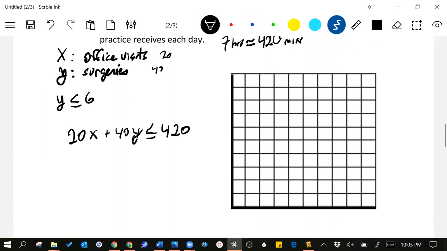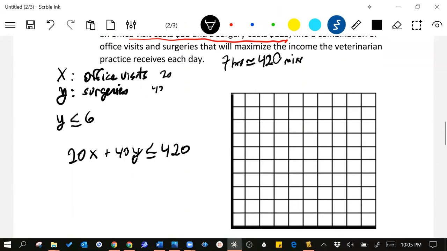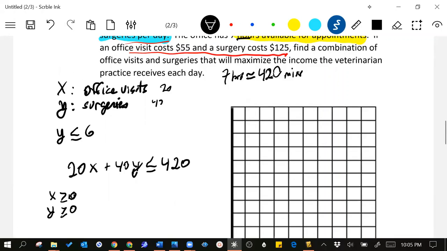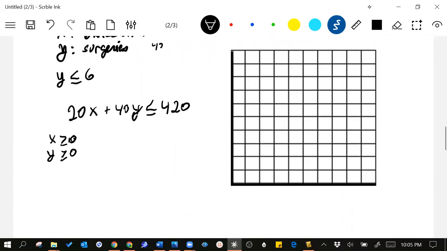I was tempted to say that we would also say that the number of office visits has to be greater than or equal to 0, and the number of surgeries has to be greater than or equal to 0, but that's almost understood when you see on the graph that you're starting off with zeros anyway. So we know we're not going to be in these areas at all. But now is an appropriate time to write what they are.